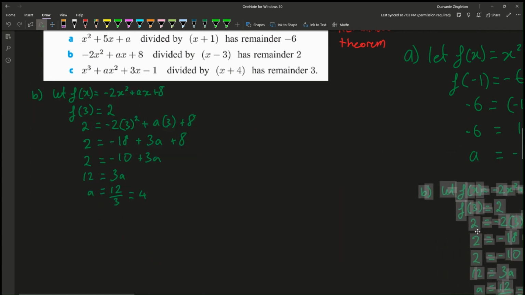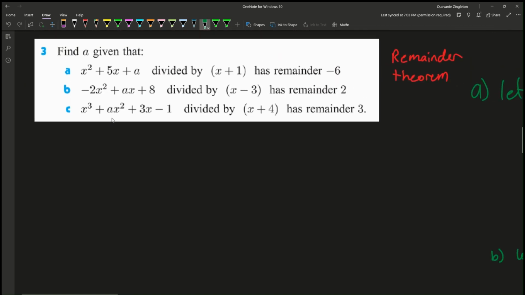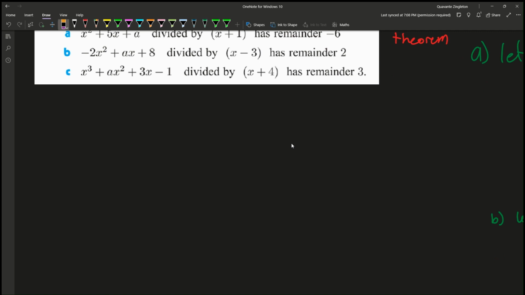Now we can try c. Same thing, except the degree of the polynomial is 3 this time, meaning the highest degree is 3. So for c, what we do is we define the function first.